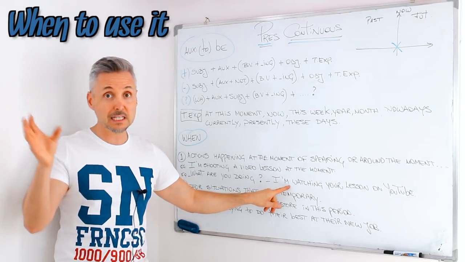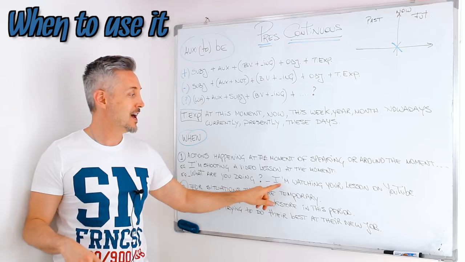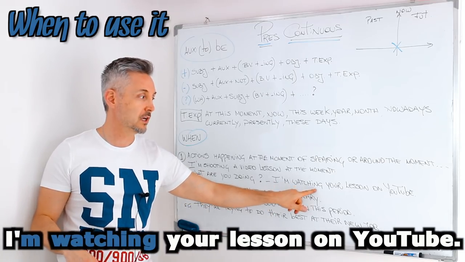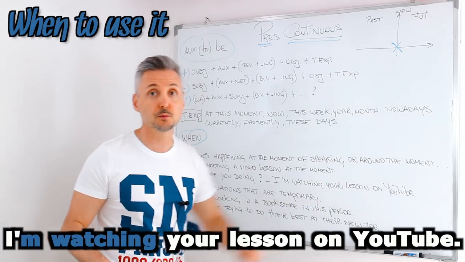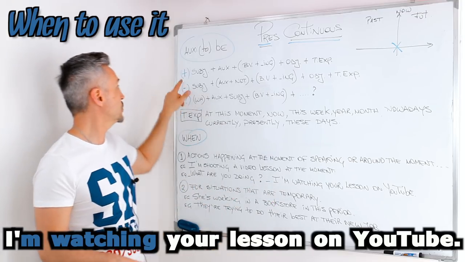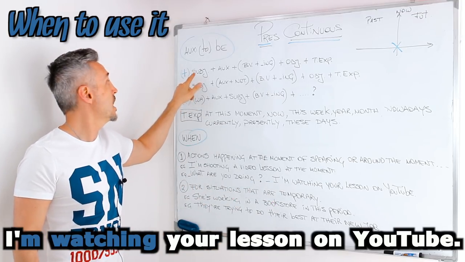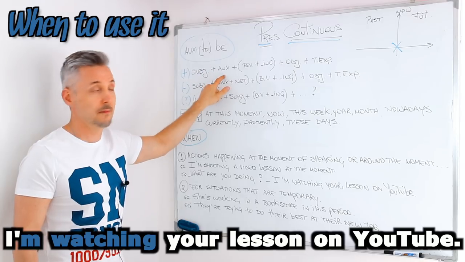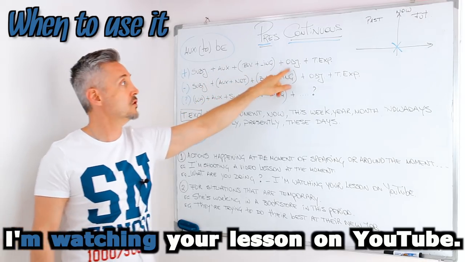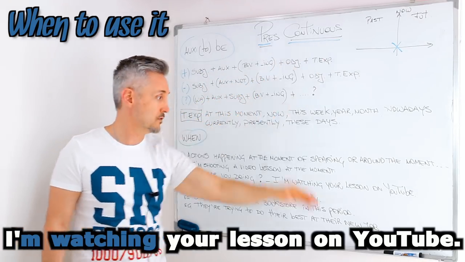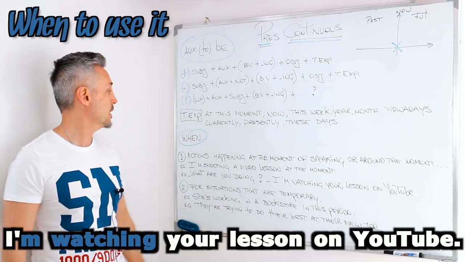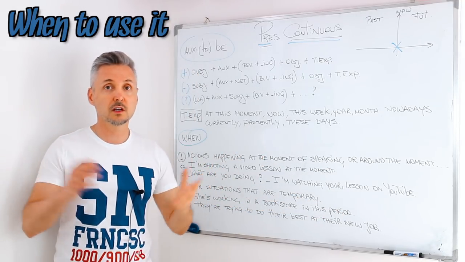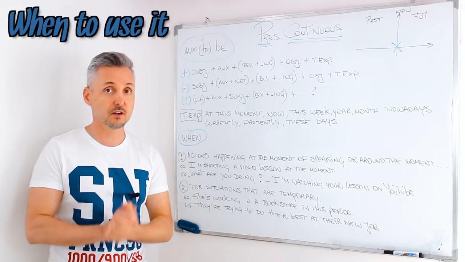And you might answer, I hope so, I'm watching your lesson on YouTube. I'm, so this is a positive sentence, I am watching your lesson on YouTube right now. This is the first usage of the present continuous.